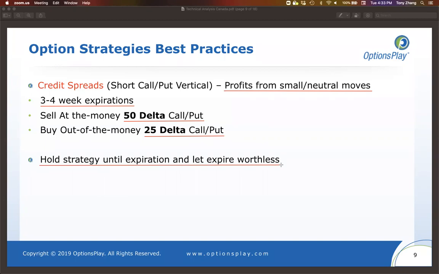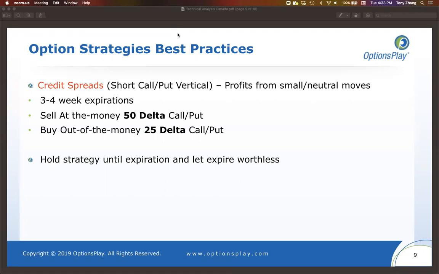expire worthless. Unlike buying options, where you want to close before expiration, with option selling strategies you want to hold to expiration and let it expire worthless. So those are the 3 strategies that we will take a look at here today. Again, if you want to review more, please watch our previously recorded webinars.